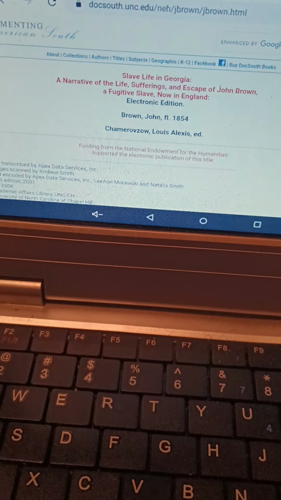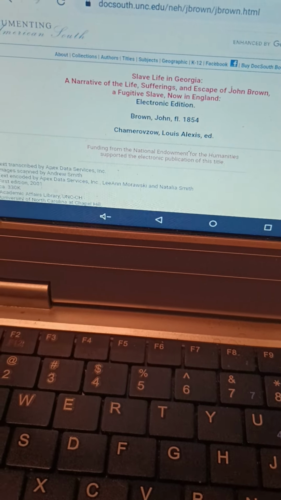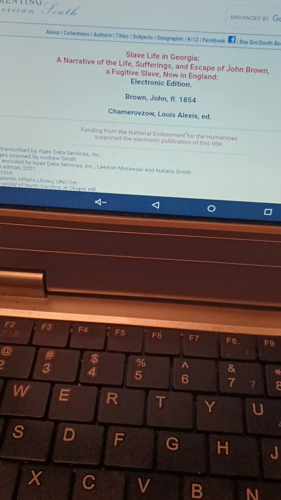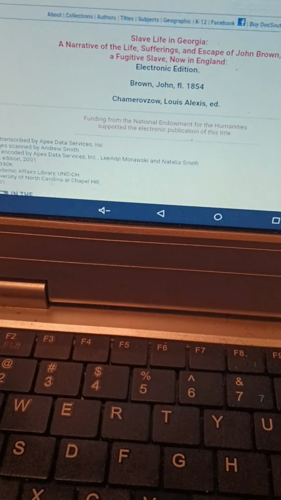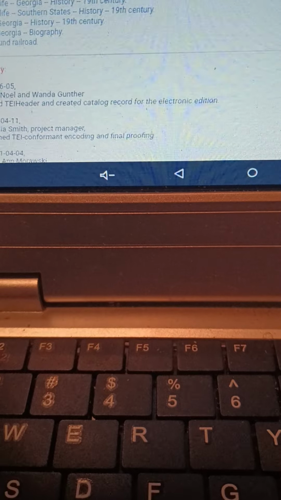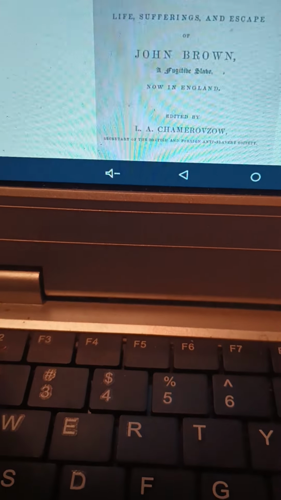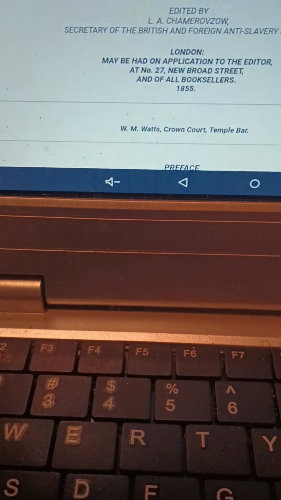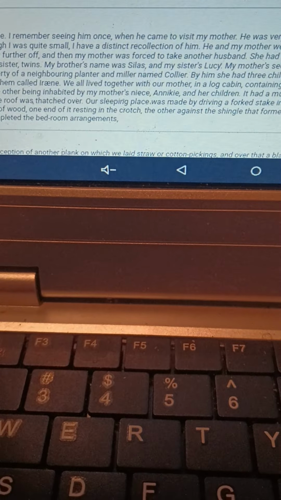Slave Life in Georgia, a narrative of the life, sufferings, and escape of John Brown, a fugitive slave now in England. Brown, John, F.L., flourished 1854. He goes on, and I have to get past all this. That's his picture. Okay. And it goes on down where he describes his grandfather.